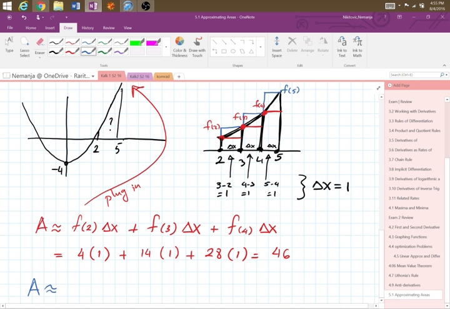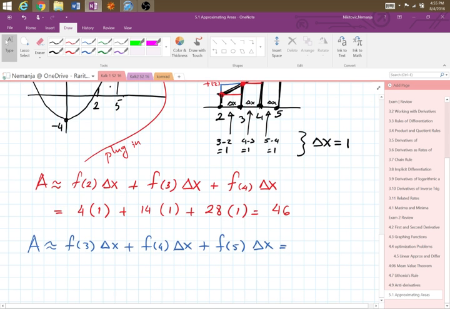So when you are on the right-hand sum, the first rectangle means that this is its height. At that point, right there, is the height. That means that the first value we are computing is f of 3. f of 3 times delta x plus f of 4 times delta x, and then plus f of 5 delta x. Now we already have f of 3 and f of 4. We know what they are from the previous calculation. Delta x is still 1.